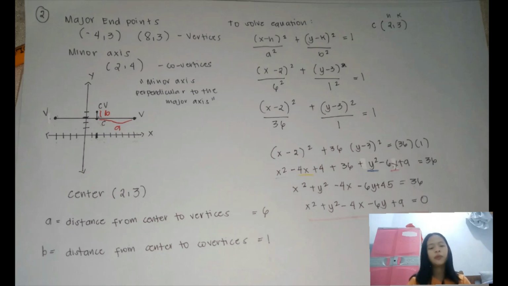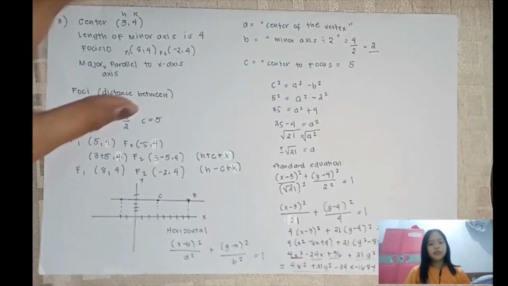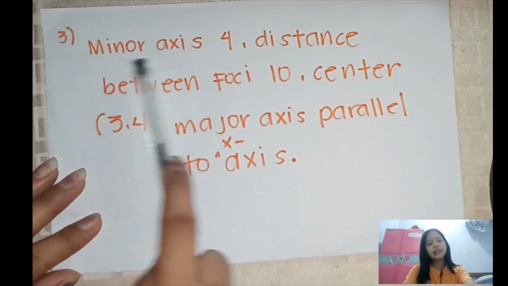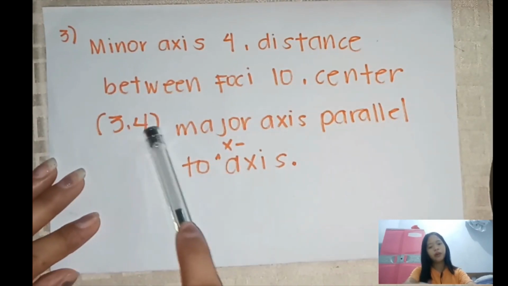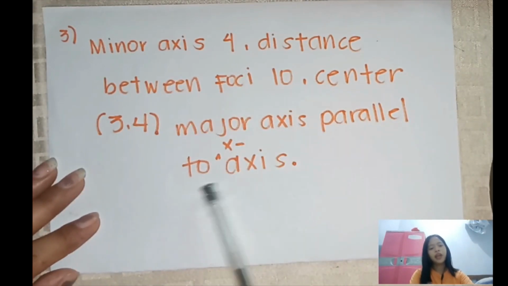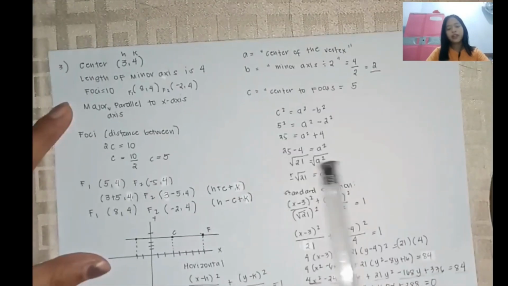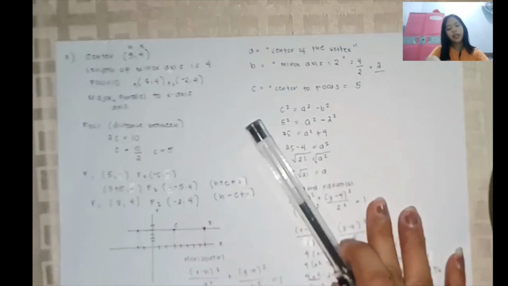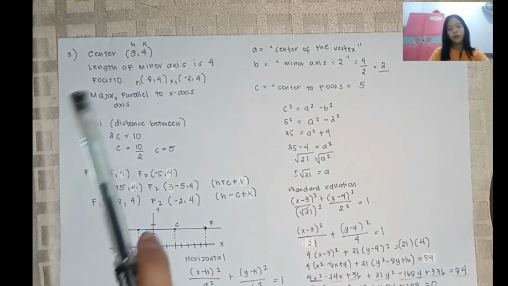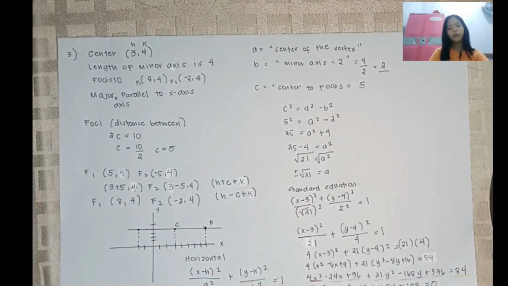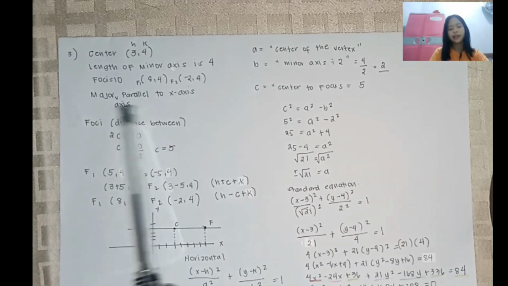So the final equation in this given condition is x squared plus y squared minus 4x minus 6y plus 9 is equal to 0. Now in number 3, given: minor axis is 4, distance between foci is 10, center is (3, 4), major axis parallel to the x-axis. Again, the center is (3, 4), where 3 is h and 4 is k. The length of the minor axis is 4.